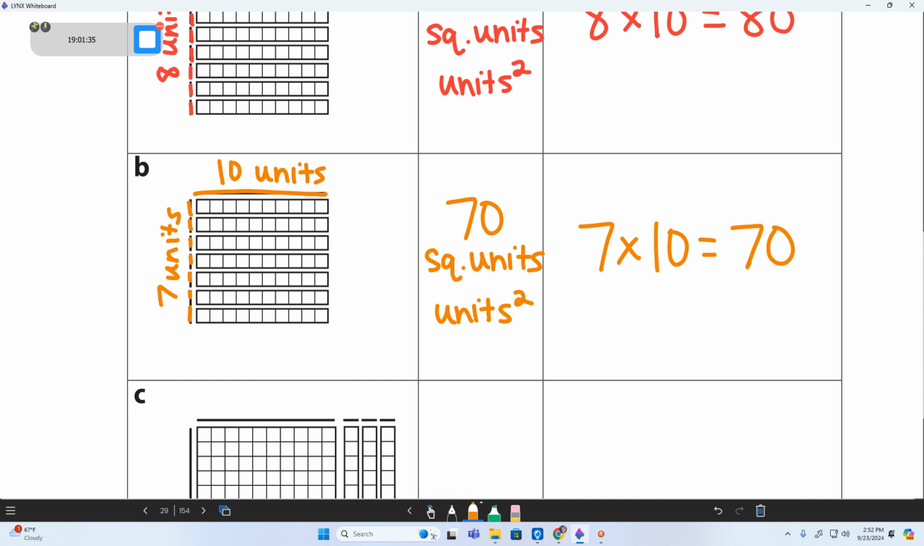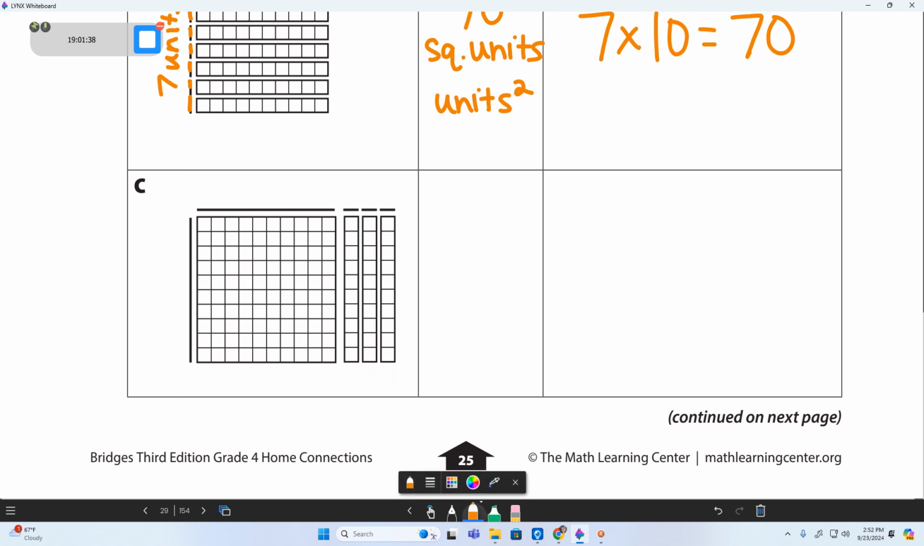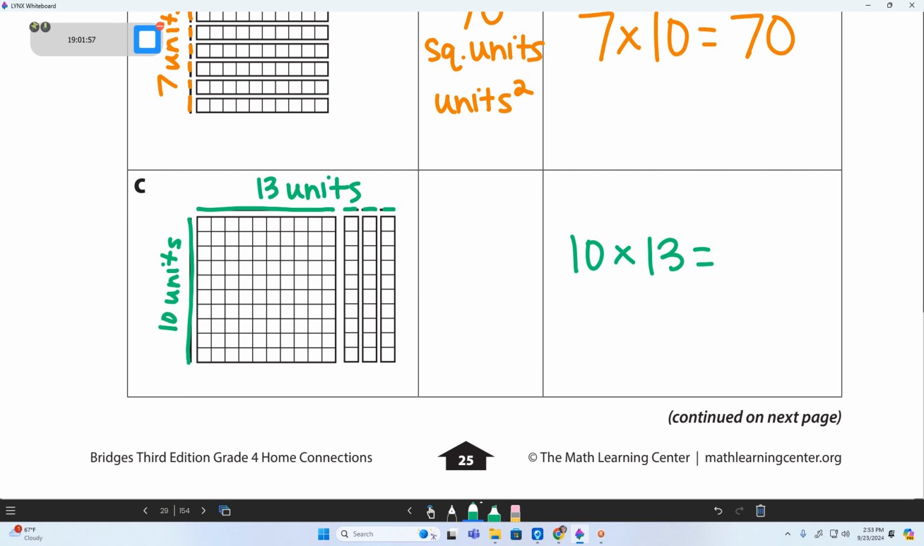All right, and finally, letter C. This one's a little bit bigger, huh? All right, it is 10, 11, 12, 13. 13 units wide and 10 units tall. And our equation would be 10 times 13, and if you counted all those squares, there are 130. 130 square units. You can also write square units as the word units, the little tiny 2, because it's a two-dimensional shape. All right, let's go ahead and look at the second page.